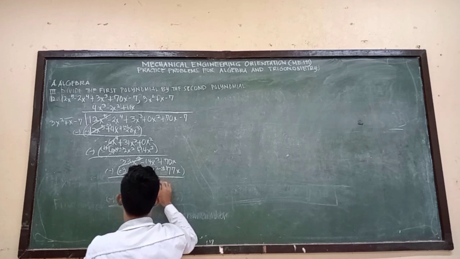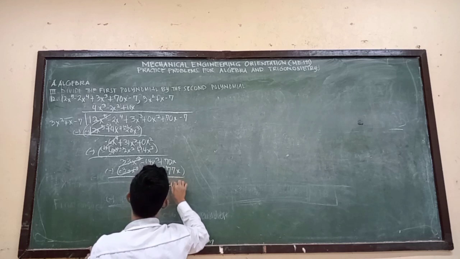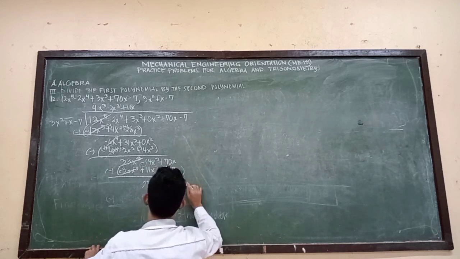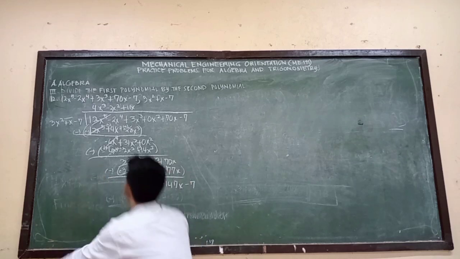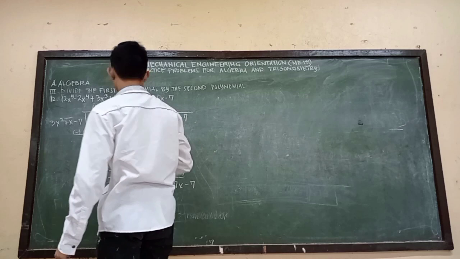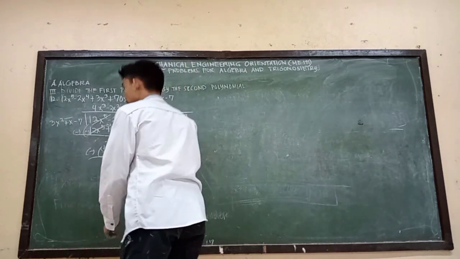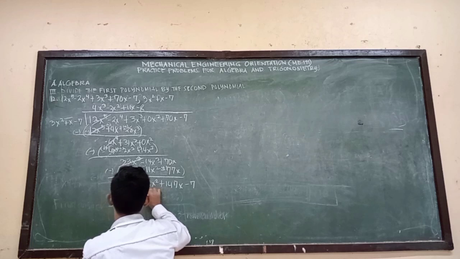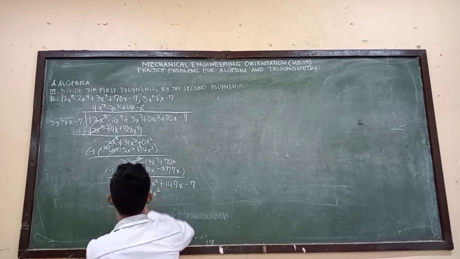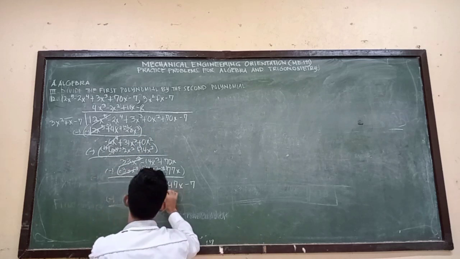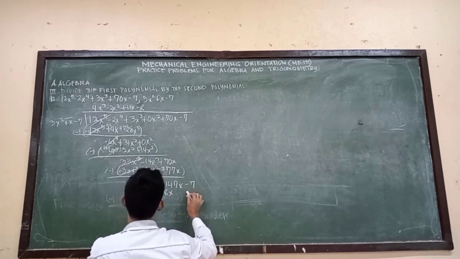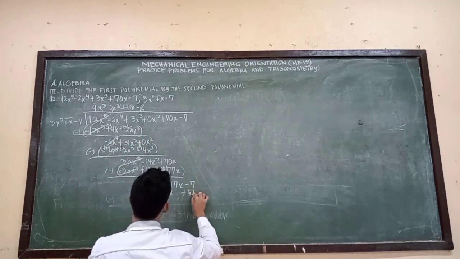Negative 25x squared plus 147x, bring down negative 7. Negative 25x squared divided by 3x squared will give us negative 8. Negative 8 times 3x squared will give us negative 24x squared. Negative 8 times x will give us negative 8x. Negative 8 times negative 7 will give us positive 56.